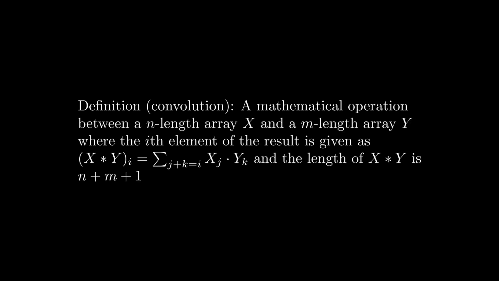Let's return back to the word-RAM model and take a look at convolution. Convolution is a mathematical operation which takes two arrays x and y of length n and m respectively and returns an array x star y of length n plus m plus 1 such that the element at index i is given by the sum over indices j and k such that j plus k equals i of xj times yk.